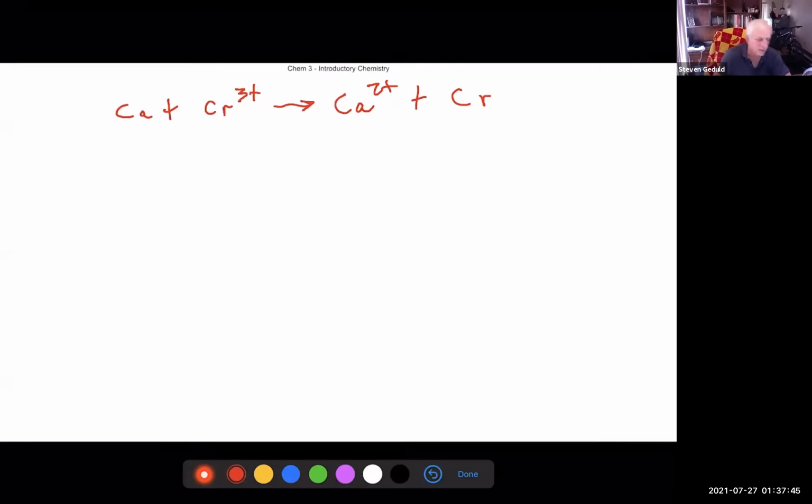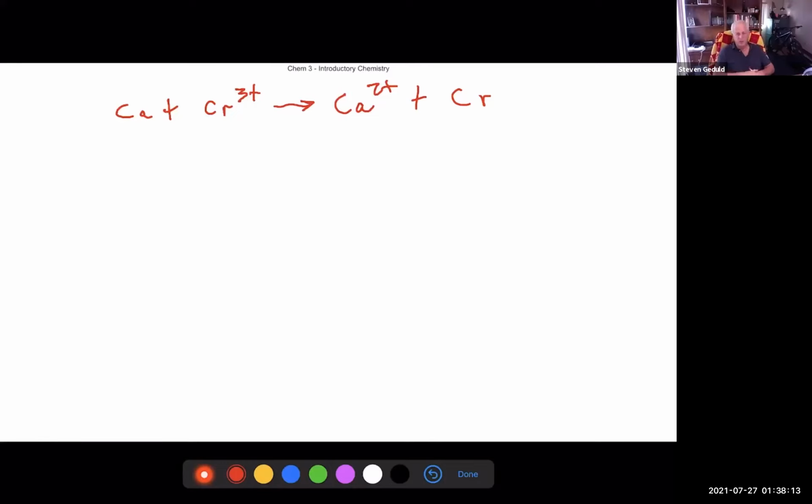Now, the elements balance, one calcium, one chromium, but it's not balanced. Because on the left side is a +3 charge, on the right side is a +2 charge. It has to be equal. So in oxidation reduction equations, not only do you have to balance the elements, you also have to balance the charge.